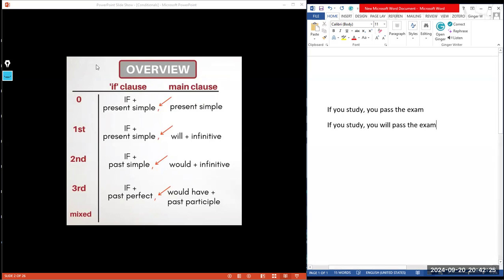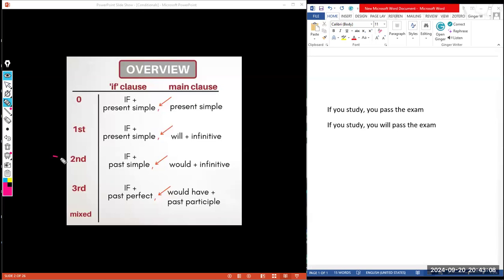Okay, now let me show you the rule with the example. So notice that here we have if. As I told you, I can use when. The simple present tense, so notice that study is in the simple present tense. Now this is the comma to separate the if clause from the main clause. And here we have will. After that, I have to use infinitive or verb zero. So pass is in verb zero, or as I told you, the infinitive.